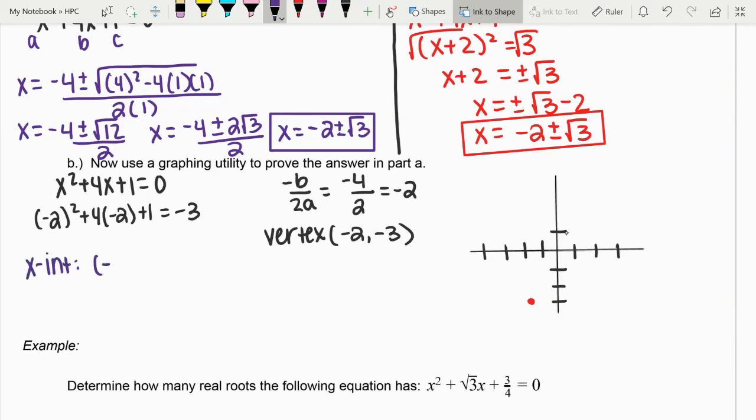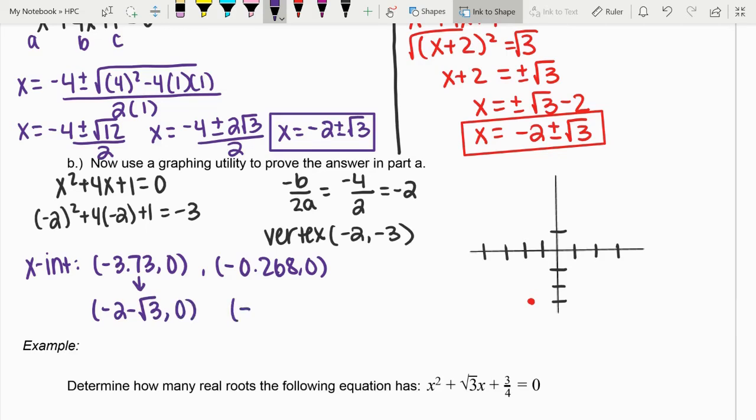Okay, so if we transition back to here, our x-intercepts that we found were negative 3.73 comma 0, and the second one was negative 0.268 comma 0. Okay, now if you're using, go ahead and check with your calculator. Our first one is equivalent to negative 2 minus the square root of 3 comma 0. And our second one is equivalent to negative 2 plus the square root of 3 comma 0. So that's how we can check and prove that our answers in part A are accurate.